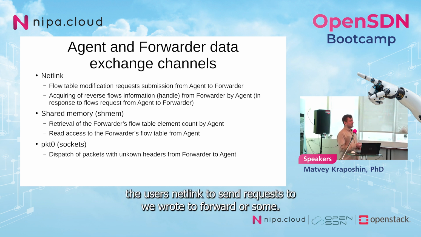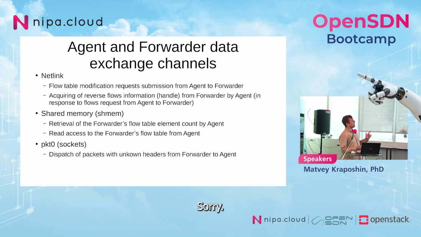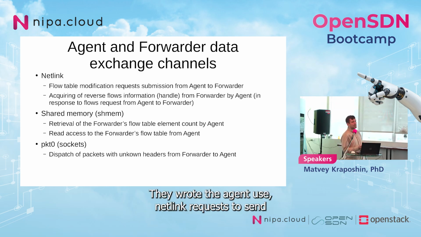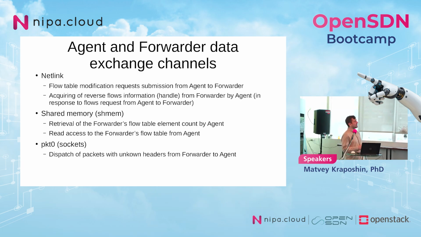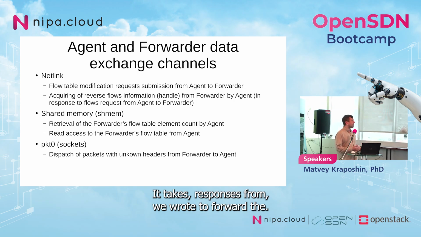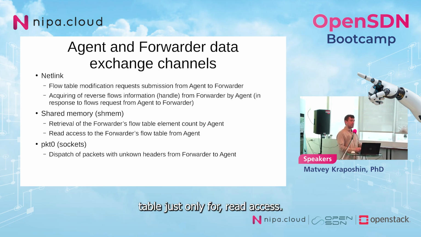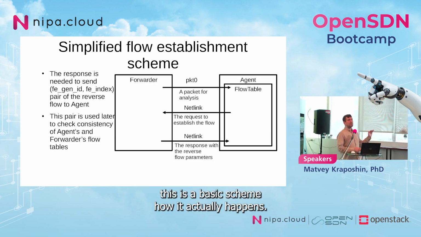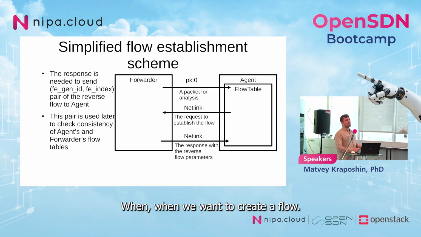The router agent uses netlink requests to send insertion or deletion requests to the router forwarder. It takes responses from the router forwarder. It also uses shared memory, as I told you, to inspect tables, just for read access. And it also uses the PKT0 interface to receive packets for analysis. And this is a basic scheme of how it actually happens when we want to create a flow.